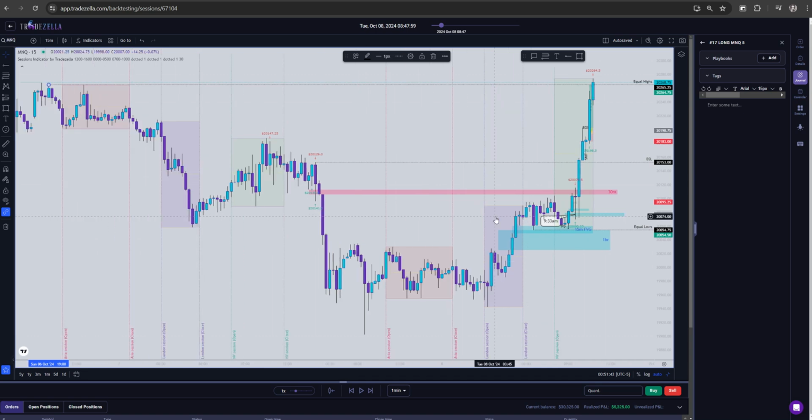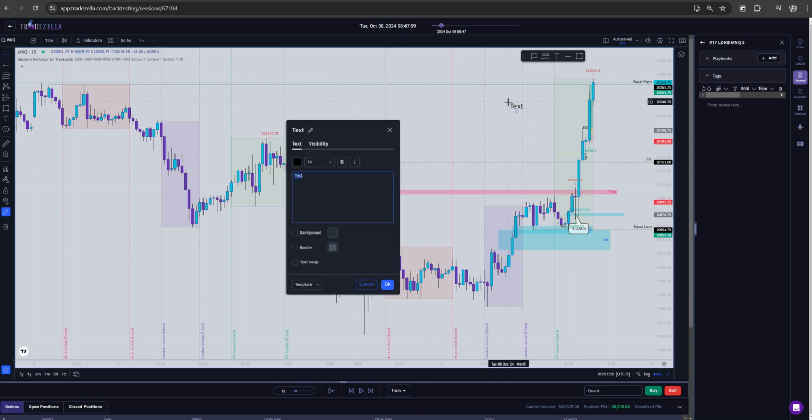I'm using TradeZella. The replay feature in this is amazing. Doesn't lag whatsoever. I absolutely love it, and the fact that you can journal your trades right here is pretty amazing. And so I'm just gonna put a picture here, just keeping track of when I was doing this trade. TradeZella, October 8th, 2024. This is a Tuesday.